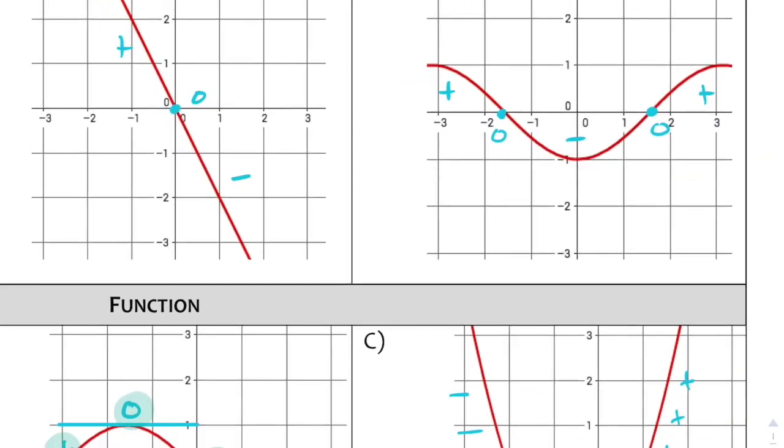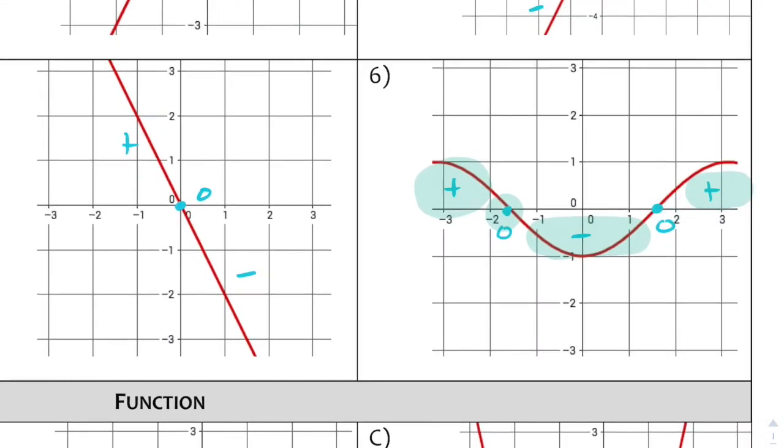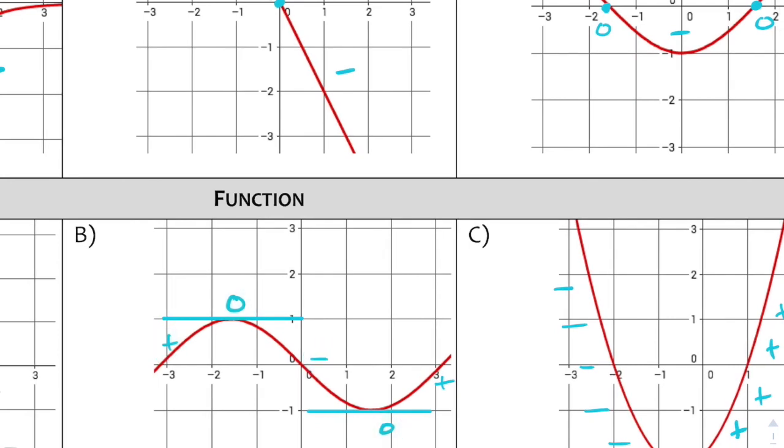We have a function above the x-axis, which is positive. We have one below the x-axis, which is negative, and then we have one above the x-axis, which is positive. So it matches up to all those pieces, along with the fact we have 2 zeros, which happen here and here. So looks good. It's going to be B matches up with number 6. Just going to clear these out.